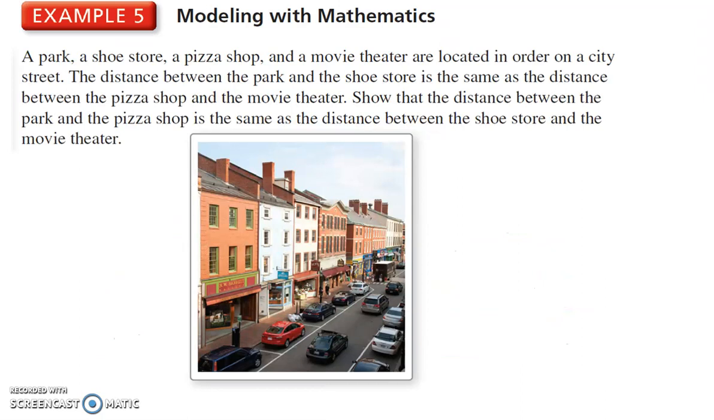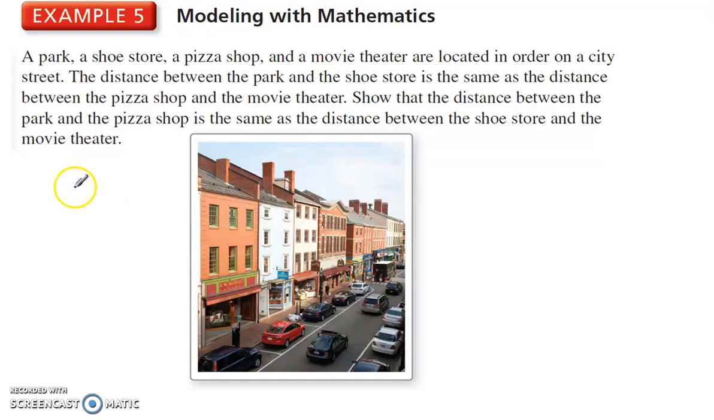All right, here we have a park, a shoe store, and a street. On that street, we have a park, a shoe store, a pizza shop, and a movie theater, in that order. The distance between the park and the shoe store is the same as the distance between the pizza shop and the movie theater. Show that the distance between the park and the pizza shop is the same as the distance between the shoe store and the movie theater.